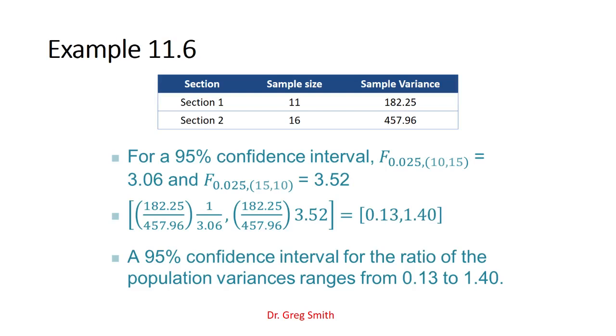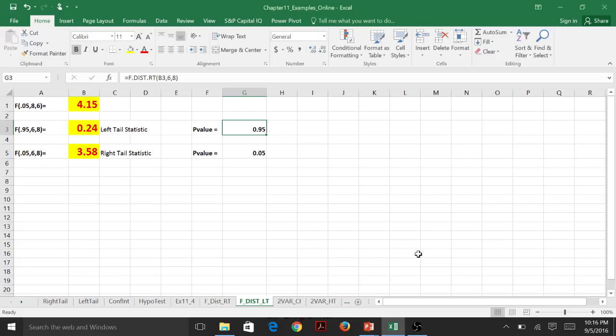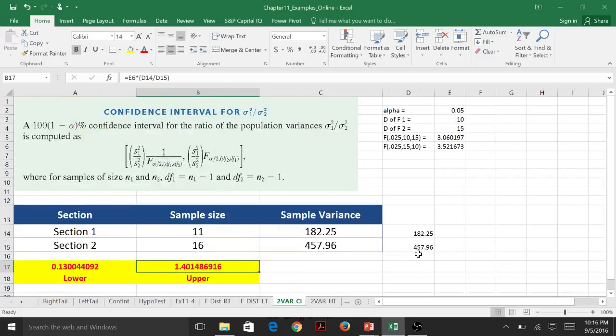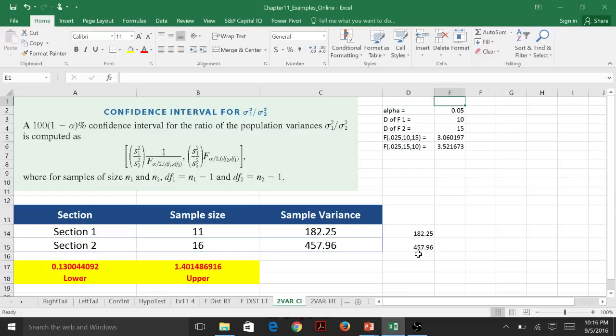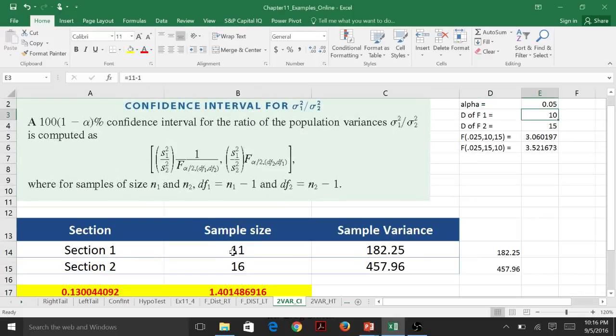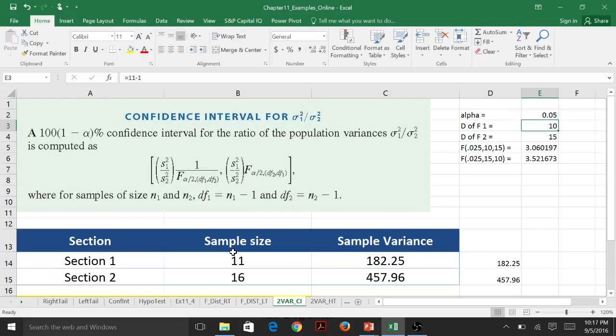Here's a sample. Let's take a look at an Excel. It probably makes a lot more sense for us over here. I'd like to figure out what a confidence interval would look like for this, a 95% confidence interval. So to start, here's my alpha, 5%. The sample size for the first is 11 and its sample variance is 182.25. For section 2, sample size is 16 and has a sample variance of 457.96. So the degrees of freedom, the first is 10, 11 minus 1. The second is 15, 16 minus 1.